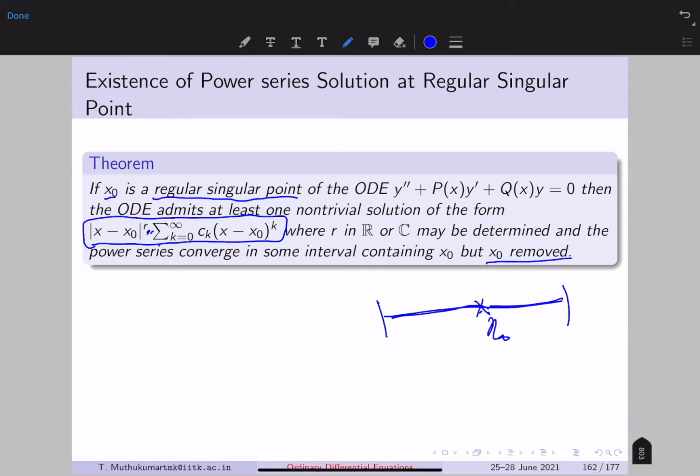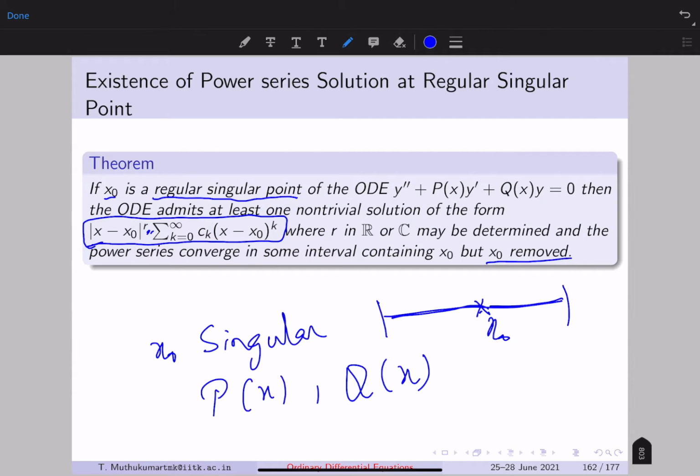Okay, so we are not going to prove this theorem. We are going to, of course, see it via examples, as we have been doing throughout this course. But like always, I would like to give you the idea or motivation of how someone even came up with this kind of a form. That's quite easy. If you know x naught is a singular point, then you know that both P and Q are not analytic about x naught.